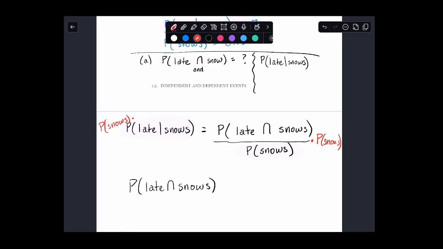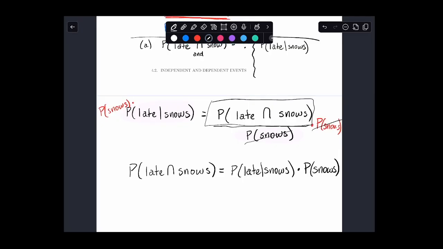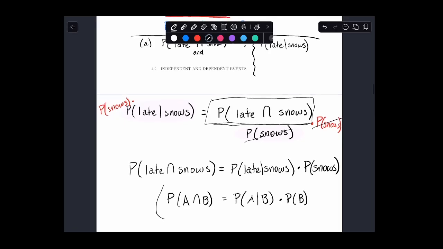And then if we solve for, or let's see, these would cancel, and on one side we would be left with the probability of the intersection, and on the other side we would have the conditional probability that we started with times the probability that it snows. So I know I've switched the left and the right sides here, but this tells us just in general that the probability of an intersection is equal to the probability of A given B times the probability of B. So this is true in general.